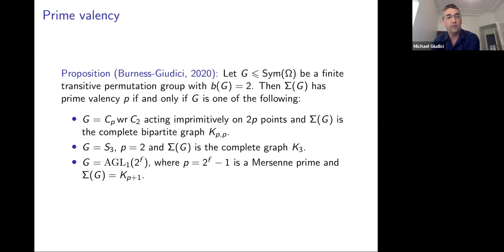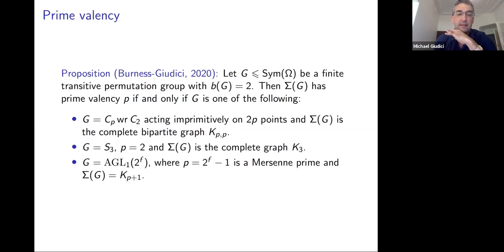Okay, so the first thing we thought we'd look at was, can we look at groups where the Saxl graph has prime valency? And it turns out we had a nice characterization of this. If I have a group and the Saxl graph has prime valency, then only three possibilities can happen. We can either get a complete bipartite graph on 2p points, a complete graph on 3 points, or a complete graph on p plus 1 points where p is a Mersenne prime. So prime valency is quite restrictive.